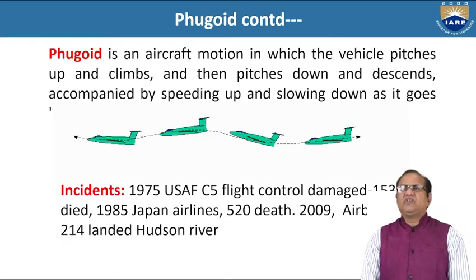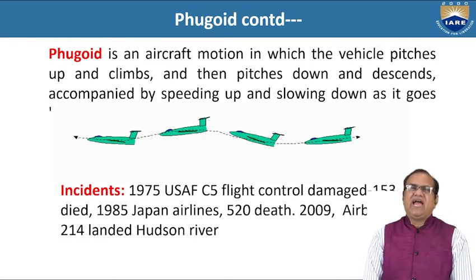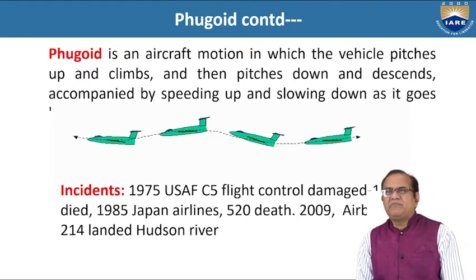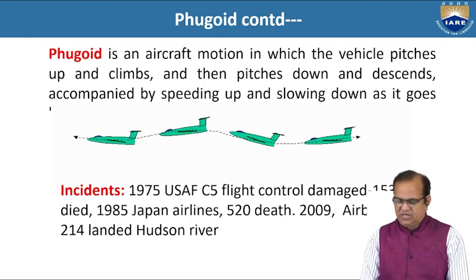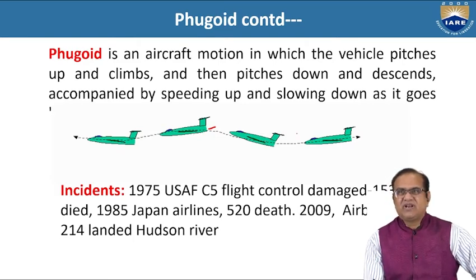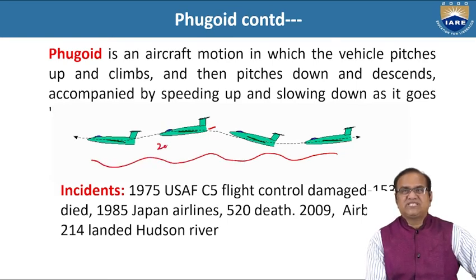Phugoid is an aircraft motion in which the vehicle pitches up and climbs and then pitches down and descends, accompanied by speeding up and slowing down as it goes up and down. Okay, so in this we can see the aircraft in steady level flight. As the nose goes up, the velocity is increased. Now here the velocity is low, it will pitch down, and like this the aircraft will move, and it is 20 to 60 seconds long.